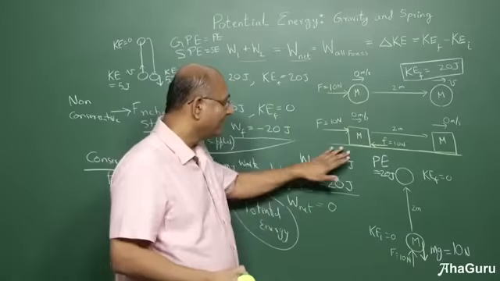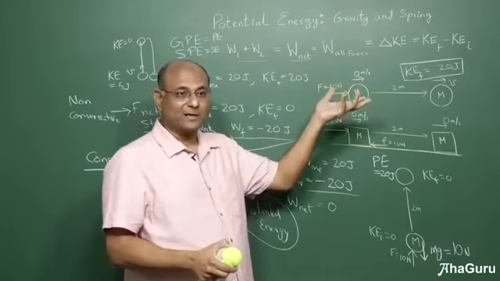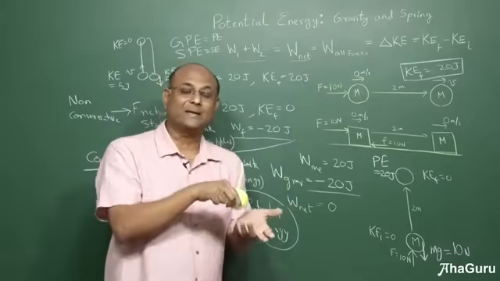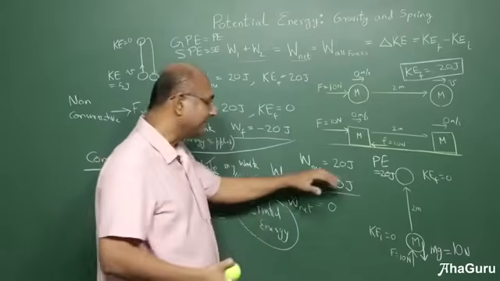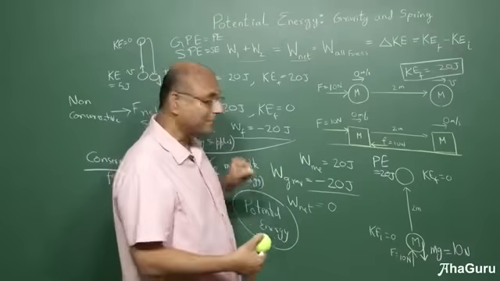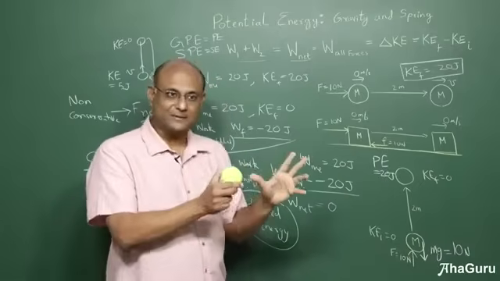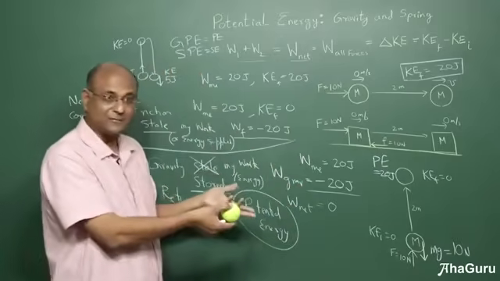Another way is to say, I did work, gravity stole. So gravity also did work. How much work? Minus 20. That means it stole. But it didn't steal, it stored. So it took that 20 and then it stored it as 20 joules. You understand the difference? So we will use both ways of expressing.